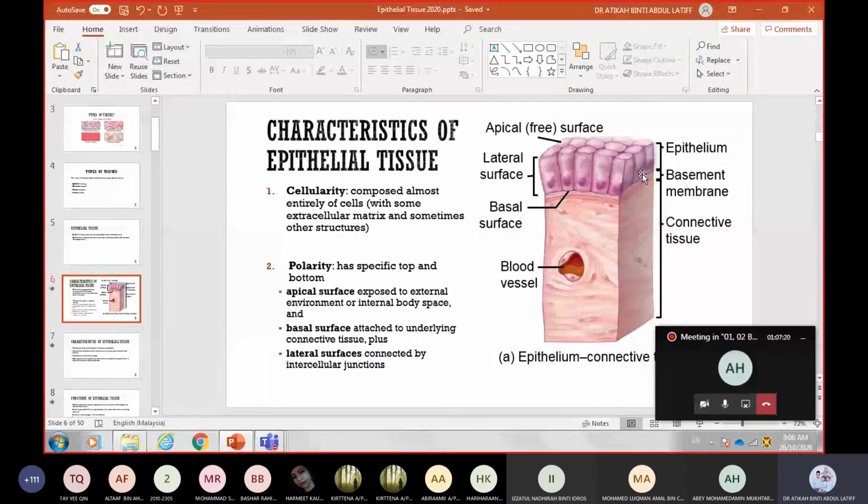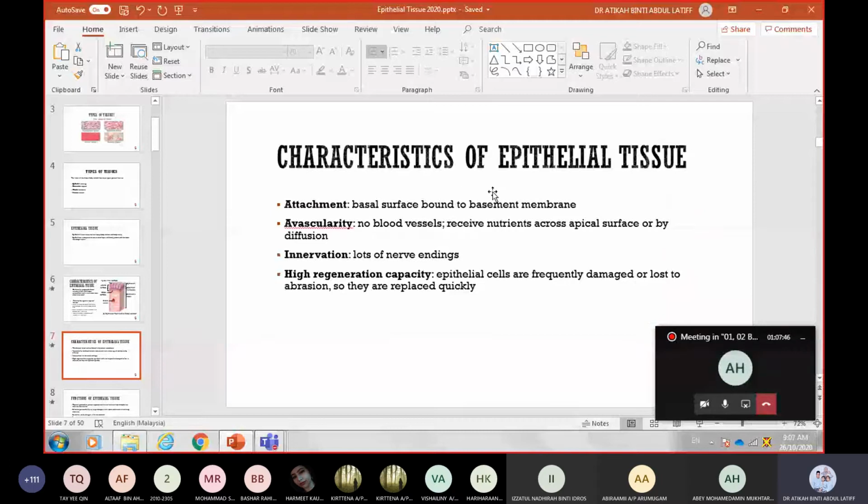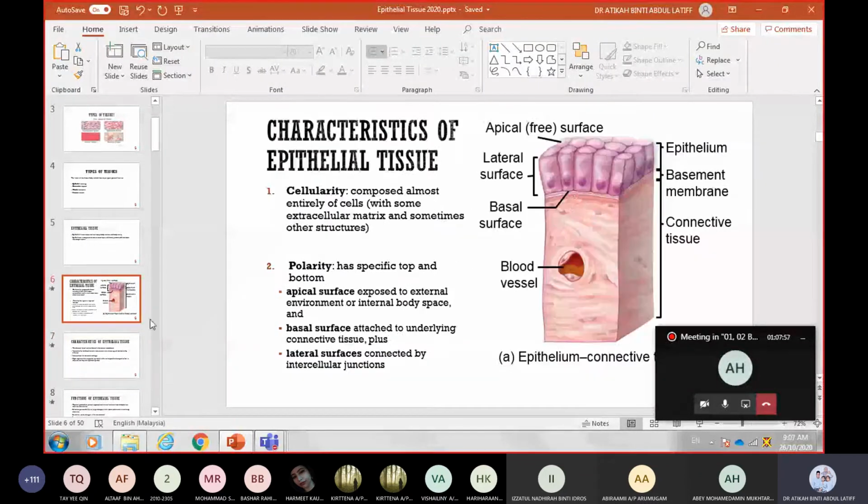Okay, so the basal surface or basal layer sits on the basement membrane. Okay, and we also have sometimes lateral surfaces here on each side. Remember, lateral meaning on the sides. It connects. Sometimes we have junctions. We will talk about that in a bit. And this is the connective tissue underneath the basement membrane. Okay, so what are the other characteristics of epithelial tissue in terms of attachment? The basal surface is attached to the basement membrane, like I mentioned earlier. So this is the basement membrane.